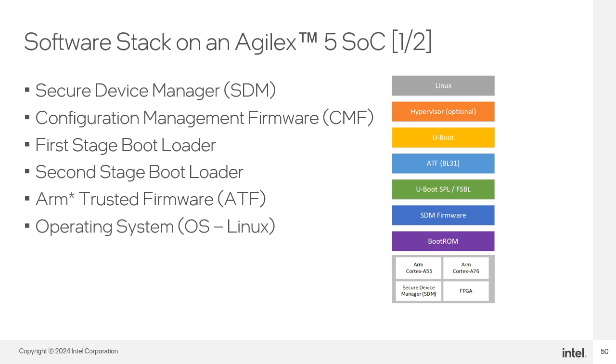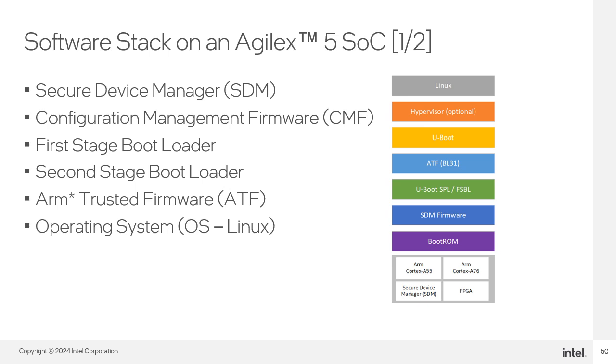Configuration management firmware running on SDM will load the FSBL, which is U-Boot SPL, into HPS OCRAM, then bring the HPS boot core out of reset. U-Boot secondary program loader loads the SSBL, which is ARM Trusted Firmware BL31 and U-Boot proper, into DDR. U-Boot SPL jumps to ATF BL31.